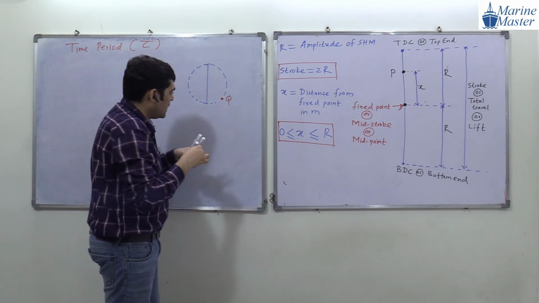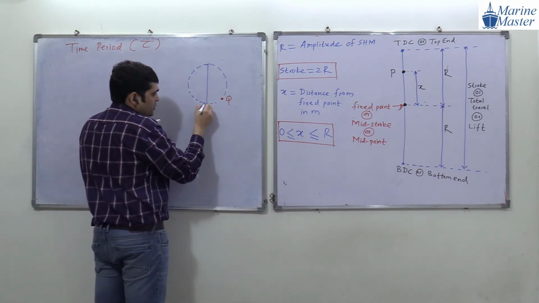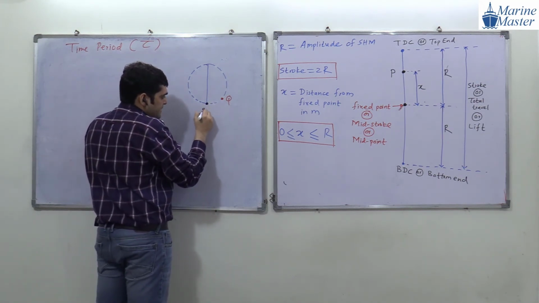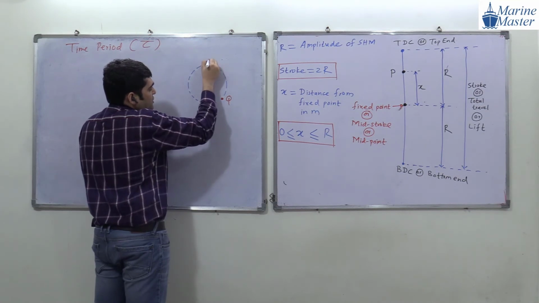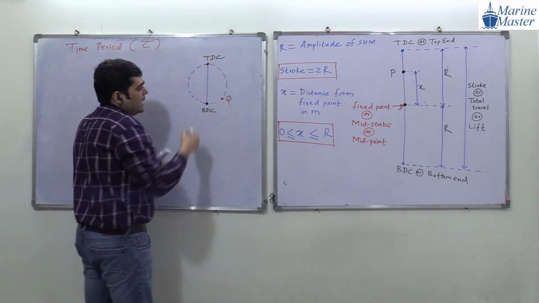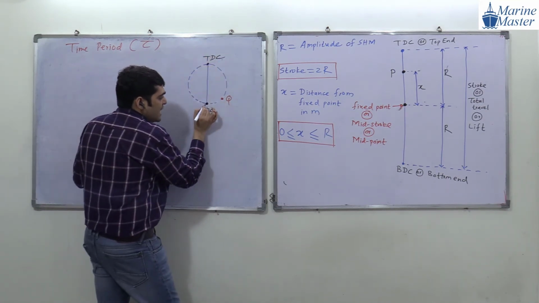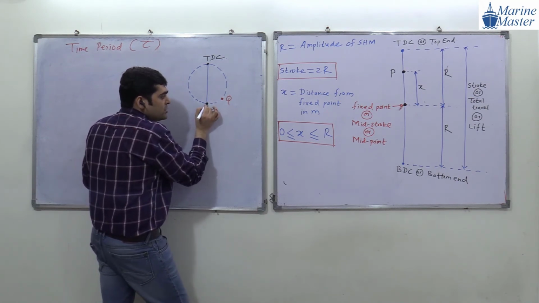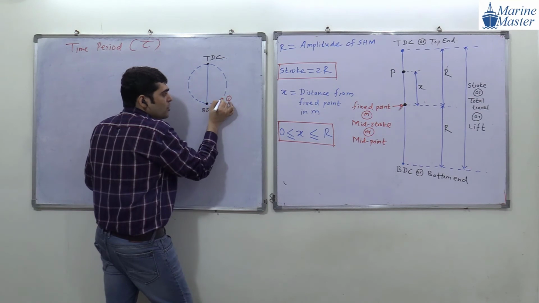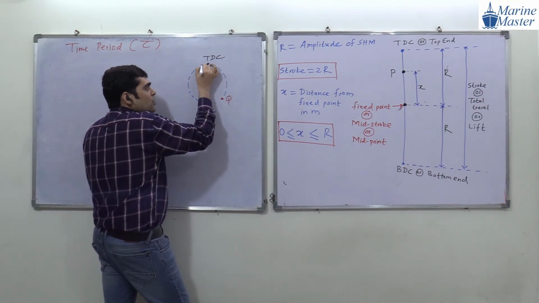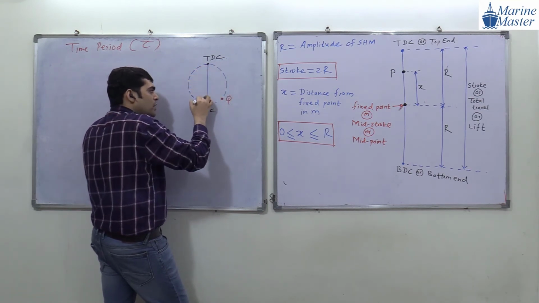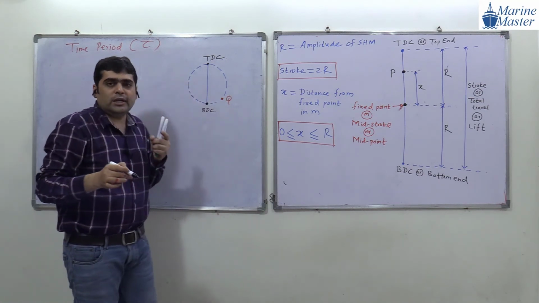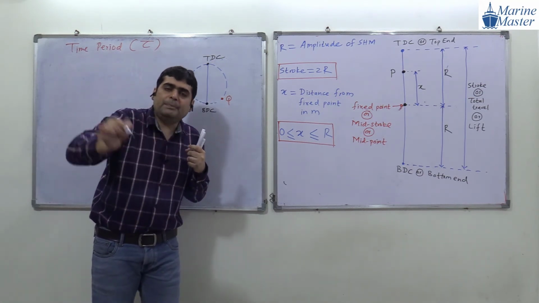Now see, suppose our point P starts from this location. This location is BDC. And what is this location, everyone? TDC. When point Q starts from this location, it goes like this, going around, which means point Q moves one complete circle.